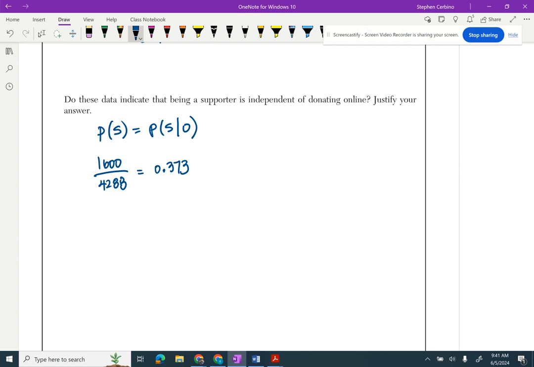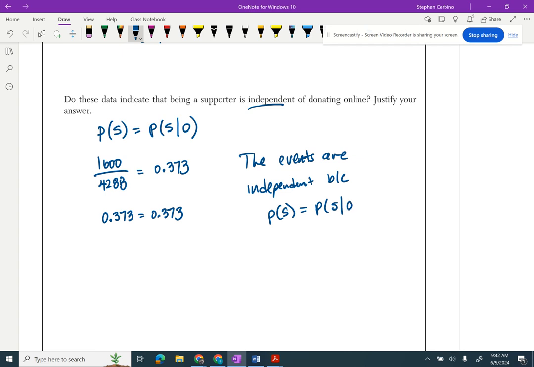And all I'm doing here is testing, will these come out to be the same number or not? If I divide 1,600 by 4,288, I also get 0.373. These are the same. Since these two things are the same, that tells me that given the condition of being an online donor, it did not change the chance of being a supporter of this fundraiser. So this is an example of independent events. So we can just state the events are independent because the probability of being a supporter is the same as the probability of being a supporter given the online condition. If those two probabilities were different, then we would be able to say that they are dependent events. That's it.